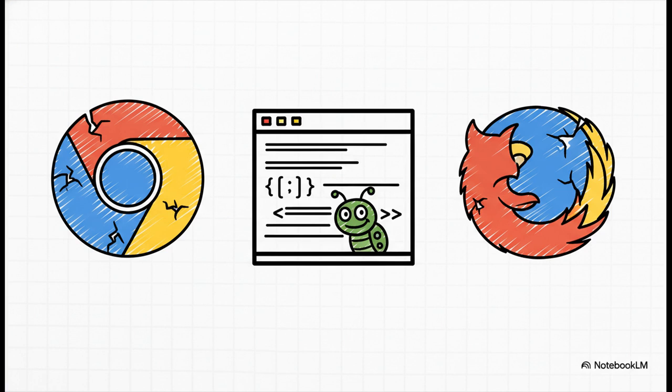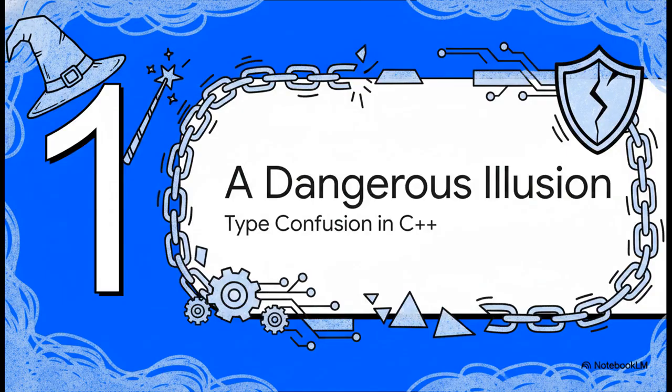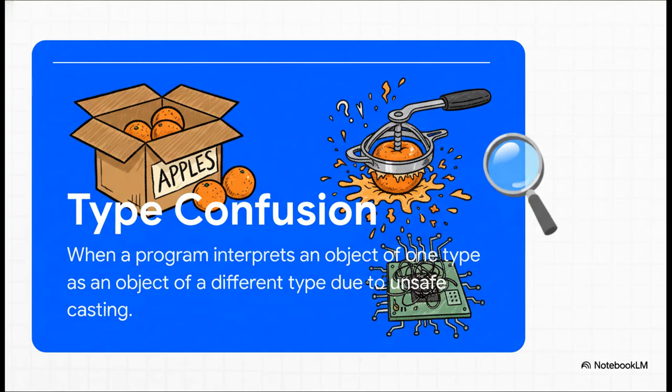It's a vulnerability that just loves to hide in plain sight, right there in the C++ code that makes these huge programs run. So this bug basically creates this dangerous illusion deep inside the code. And yeah, it sounds like a magic trick, but believe me, the consequences are very, very real. The technical term for this is type confusion.